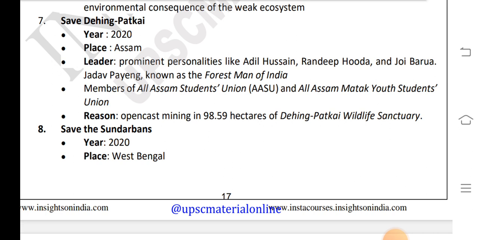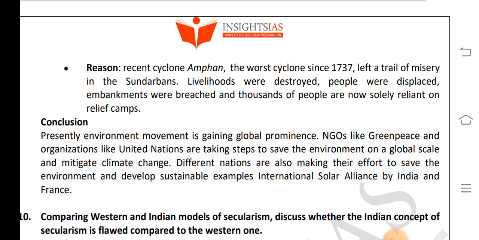Save Dehing Patkai, year 2020. Place: Assam. Leaders: prominent personalities like Adil Hussain, Randeep Hooda and Joy Barua, Jadav Payeng known as the Forest Man of India, and members of All Assam Students Union, AASU, and All Assam Matak Youth Student Union. The protest was against open cast mining in 98.59 hectares of Dehing Patkai Wildlife Sanctuary.